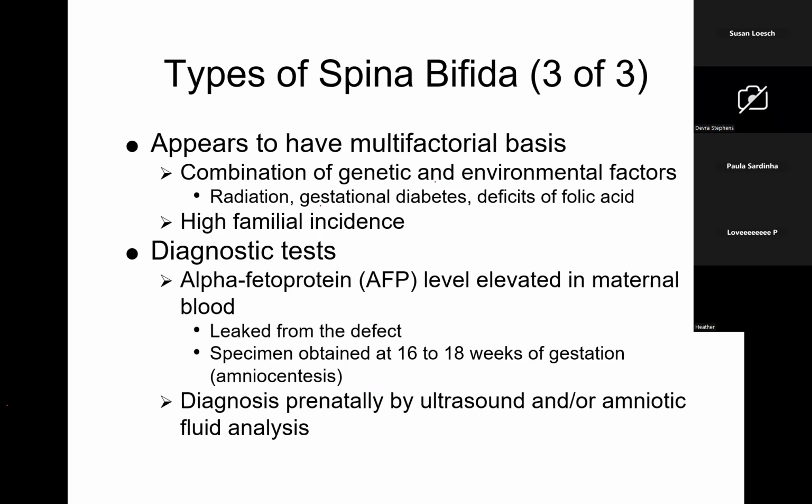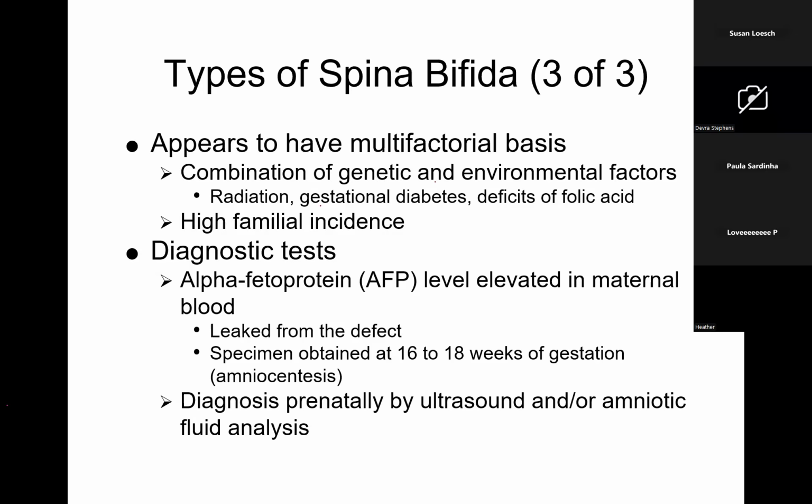Spina bifida has a multifactorial basis. Genetic and environmental factors cause it to develop. There are also high familial incidences of spina bifida and associated defects like anencephaly. This is where the baby is born without the cerebral hemispheres, and a lot of times the head is open. You can look right down in it when the baby's born.